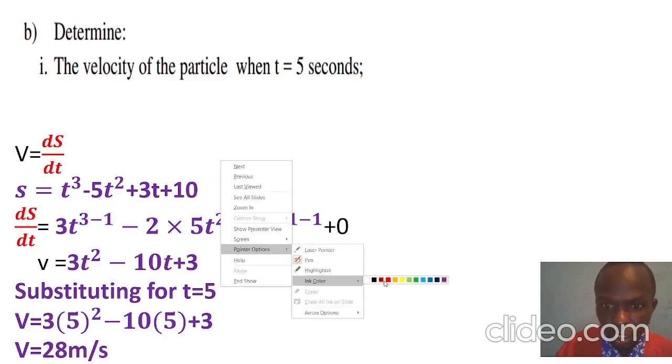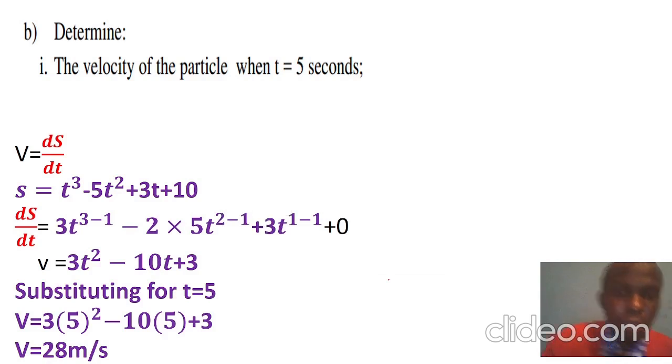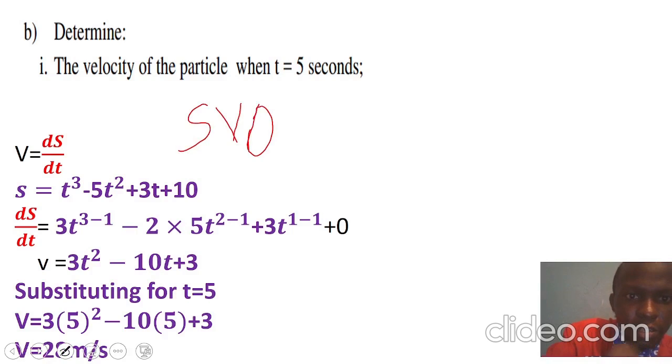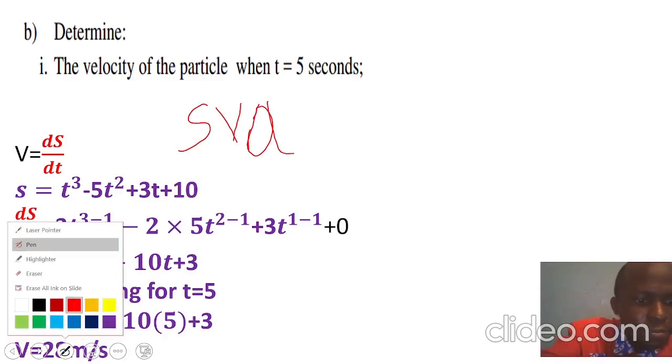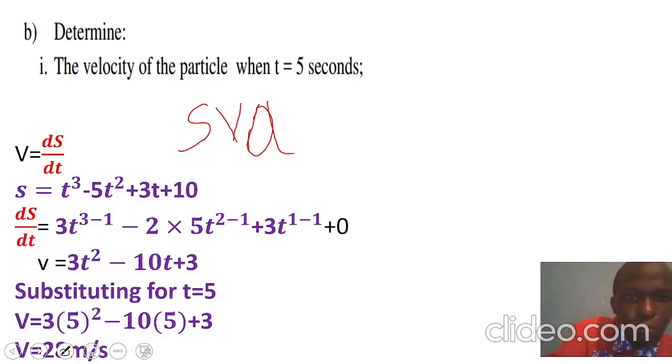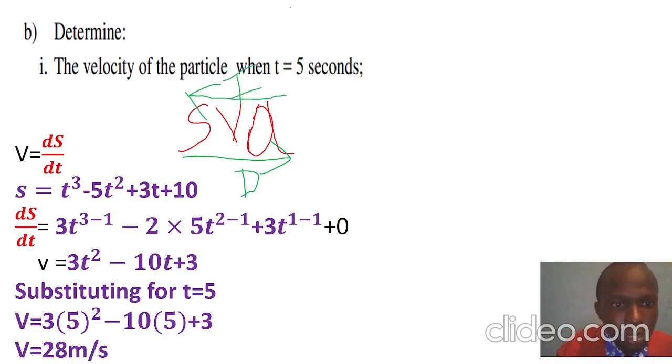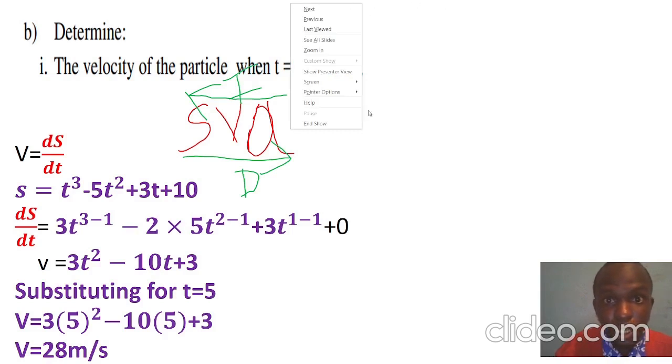Let me use red, my best color. SVA is a key that I normally use. From this direction, what we do, we are differentiating. From that direction backwards, we are integrating. Now for us, SVA is the key we should use here.